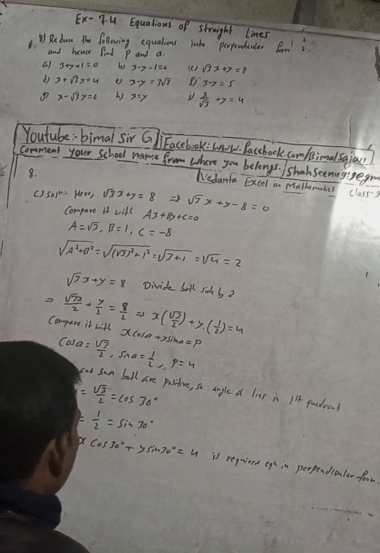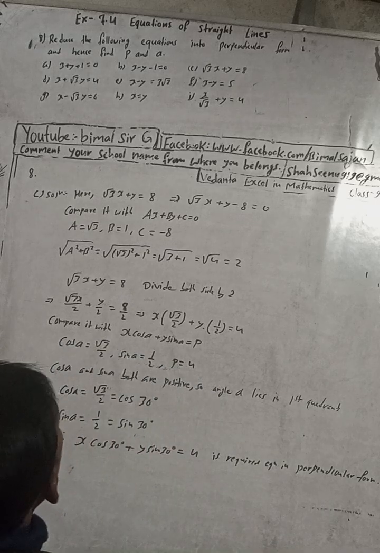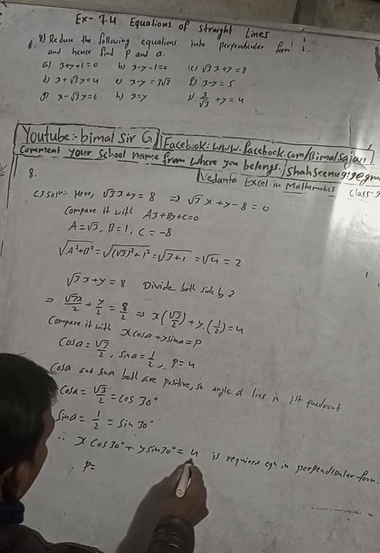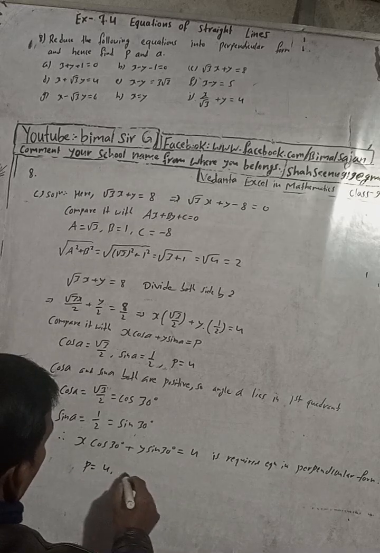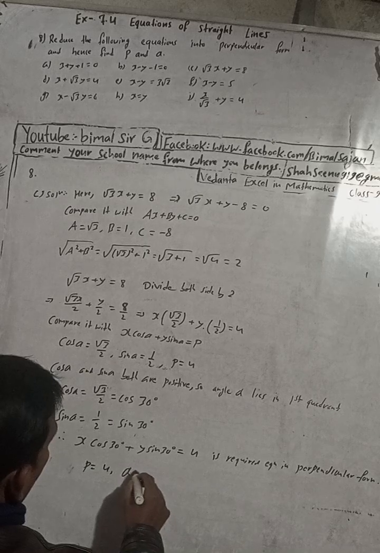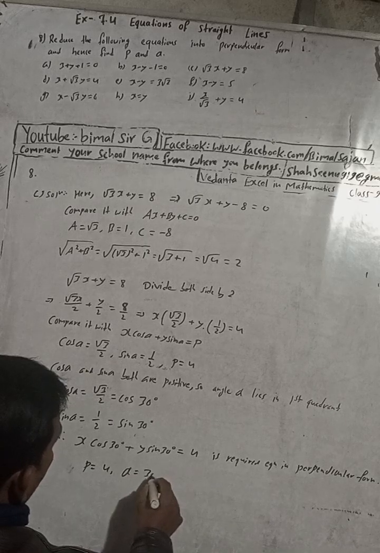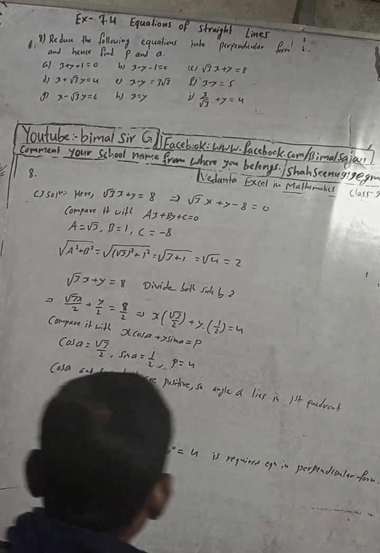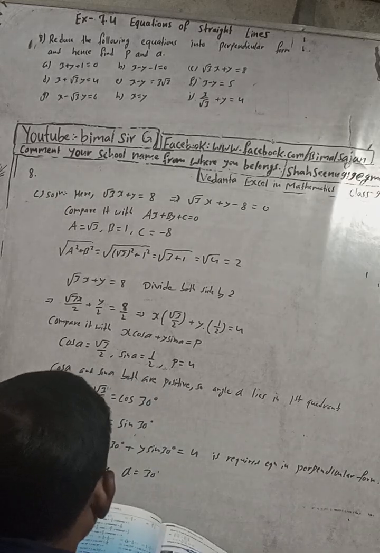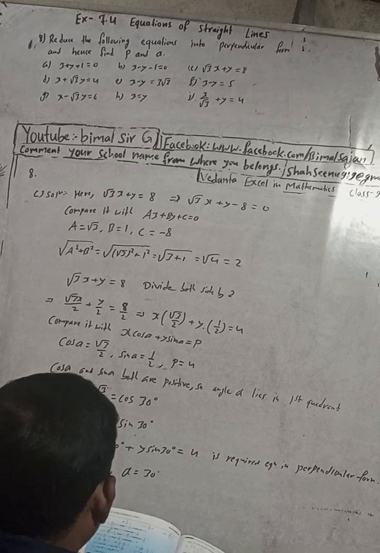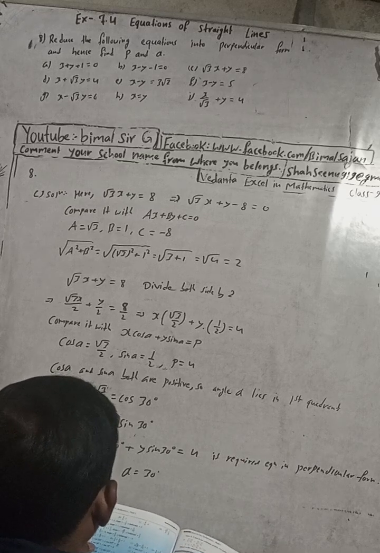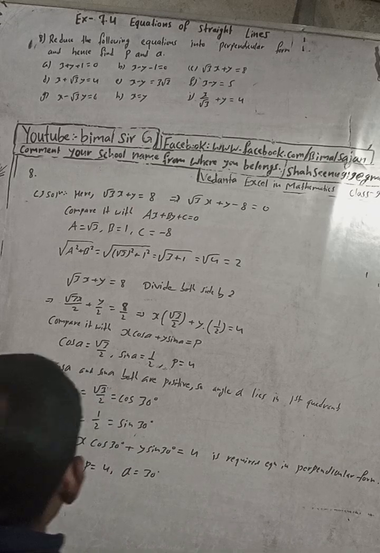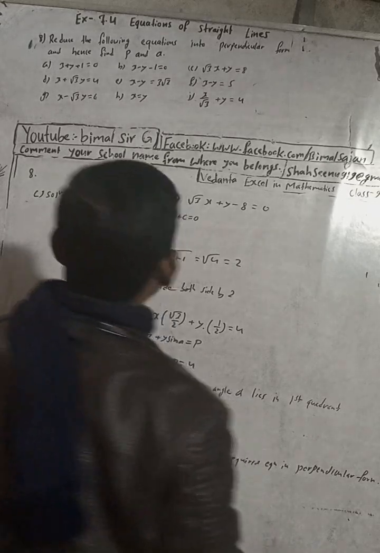Now this is the solution. We can write the value of p, which is 4, and alpha is equal to 30 degree. In the book the answer is option C, x cos 30 degree plus y sin 30 degree equals 4. This is correct. So this is the solution of 8C.